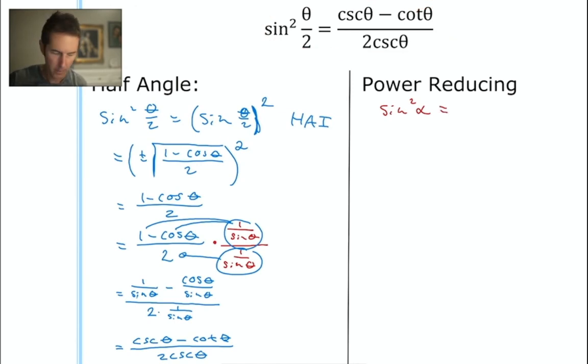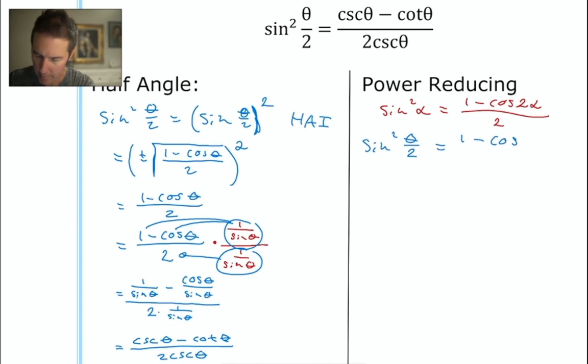Sine squared alpha is equal to 1 minus cosine 2 alpha all divided by 2. So remember that when you power reduce, you have to double the angle measure. So let's do that. I'm going to power reduce. Sine squared theta over 2 is equal to 1 minus the cosine of double the angle measure. That's 2 times the original angle measure of theta over 2, all divided by 2.